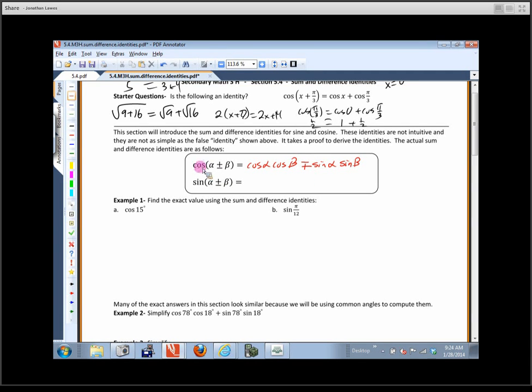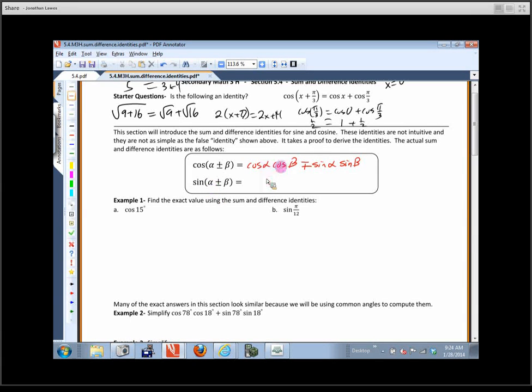Like you can write cosine alpha plus beta is cosine alpha cosine beta minus sine alpha sine beta. And then you could write cosine alpha minus beta, cosine alpha cosine beta plus sine alpha sine beta. But I find it easier to memorize and keep them just as these, kind of put them together with the plus minus minus plus. Everybody good there? Okay. Now, the one for sine is kind of the same way.